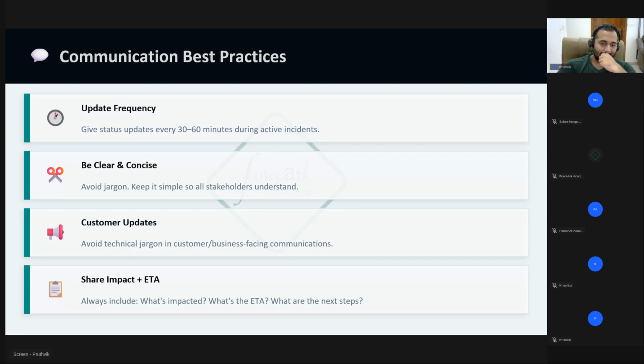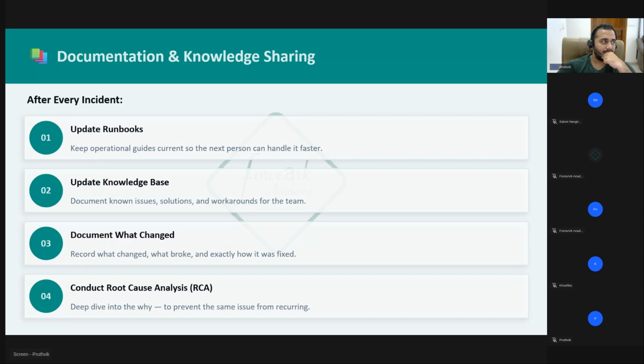And at the end, what is more important for the customer is that you share the update, the impact, the ETA, and the next steps that you're doing, exactly what we discussed, right?